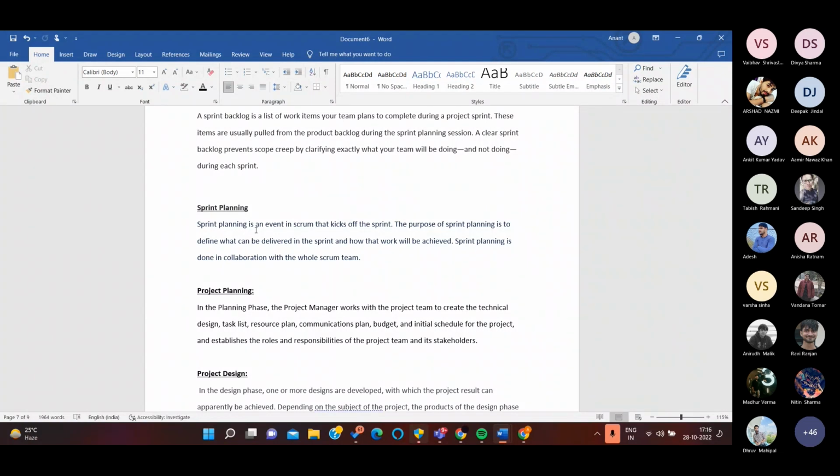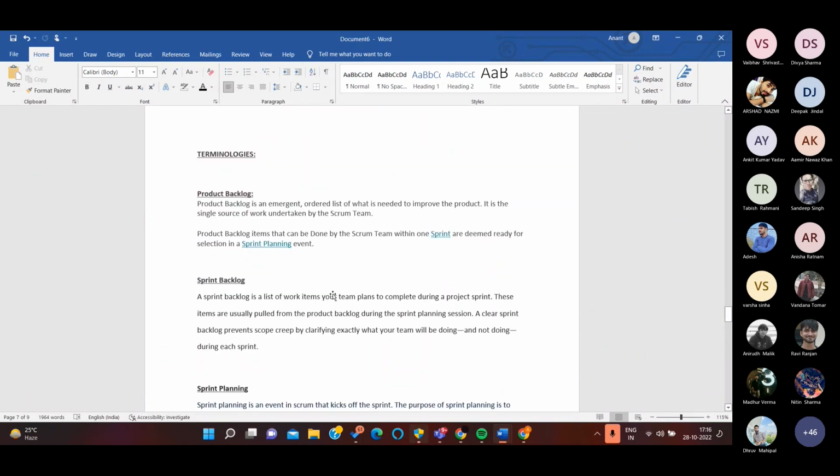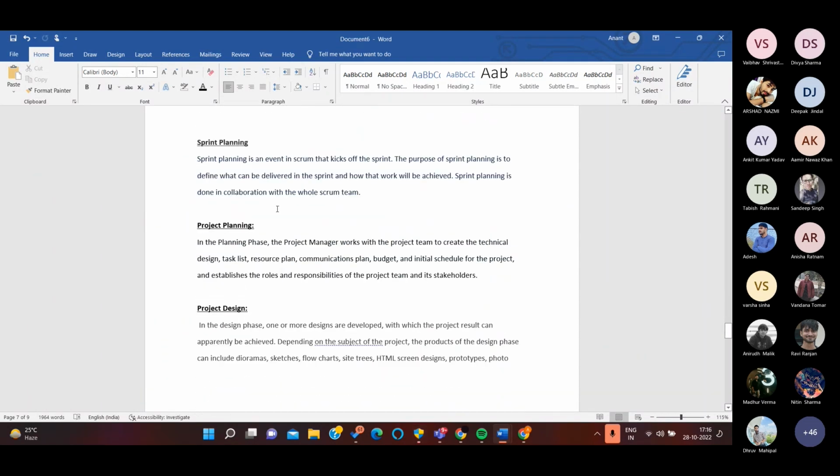Now, when we are done with sprint planning, there comes the project planning phase. In the project planning phase, there's a technical design, task list, and resource planning. This is where the project managers come into play. The project team creates the communication plan, the budget, and the initial schedule of the project, establishes the roles and responsibilities of everyone in the team, and identifies who the responsible stakeholder is for that particular project.